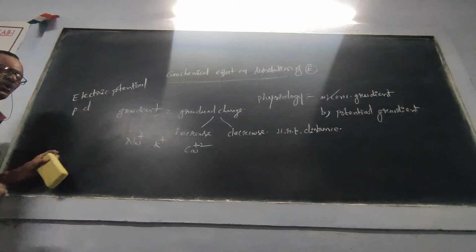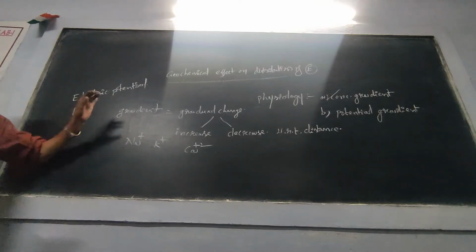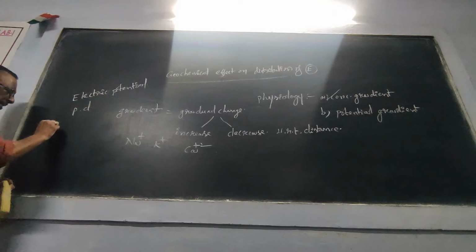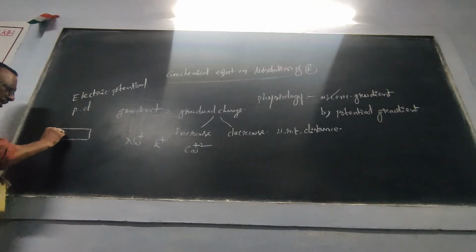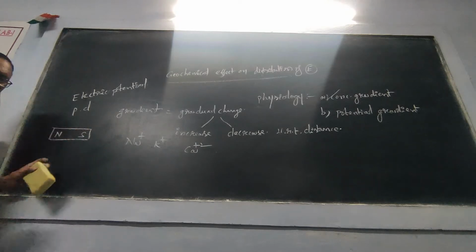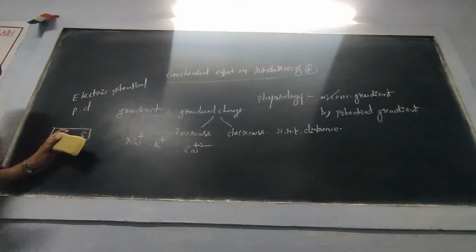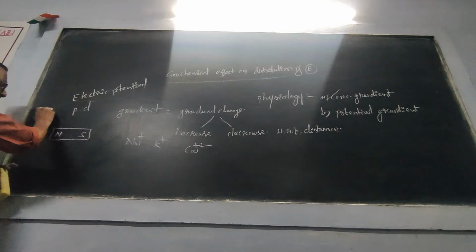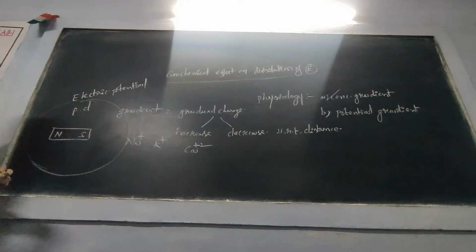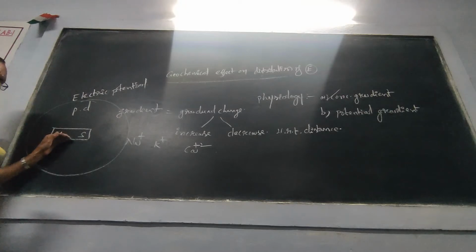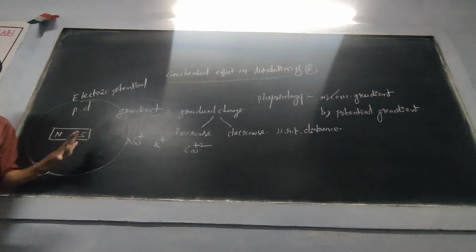What is this potential difference? Now, let us take one example first. Let me clarify first. Now I have taken here a magnet. Now, this magnet will have some amount of space around it. It can show its influence.